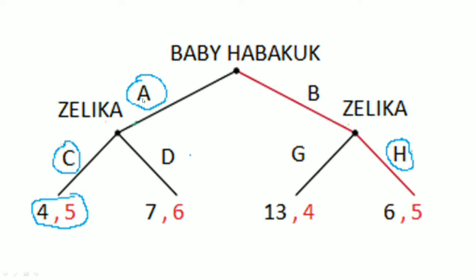But if Baby Habakuk chooses A, this is actually wrong. Baby Habakuk should probably choose A, and Zelika is probably going to choose D. Forget about the C. That was wrong. So if Baby Habakuk chooses A, then Zelika is probably going to choose D because Zelika can get more and more points on that side. And Baby Habakuk can get the optimum result of 7, which is better than Zelika's, right?